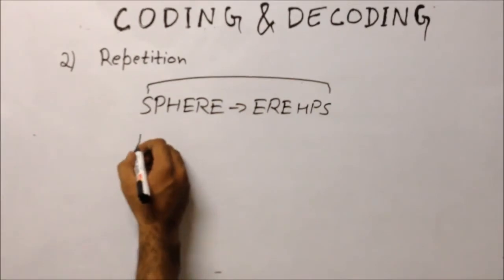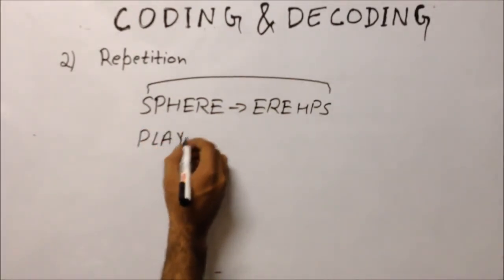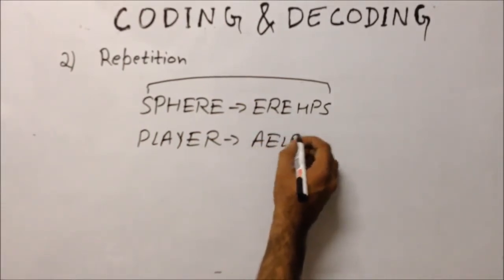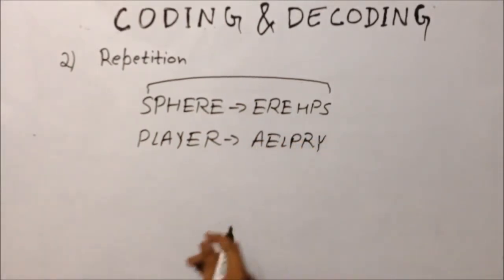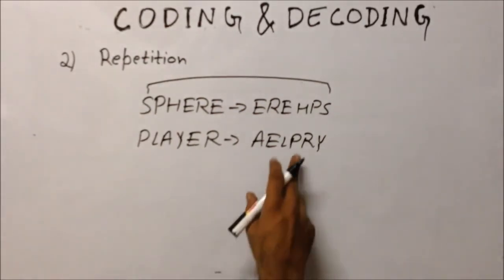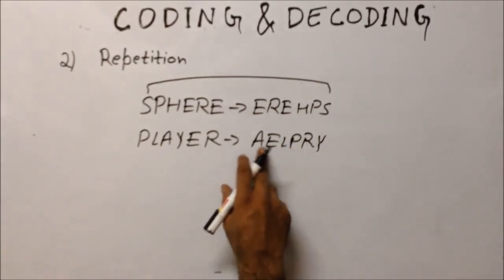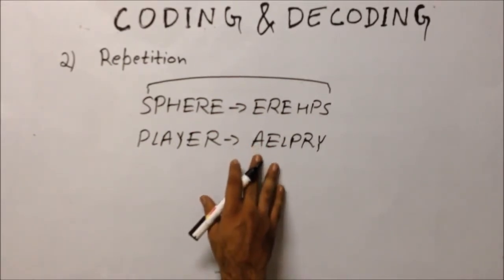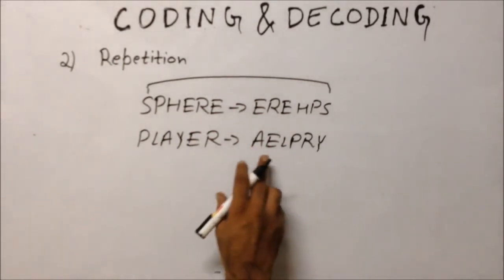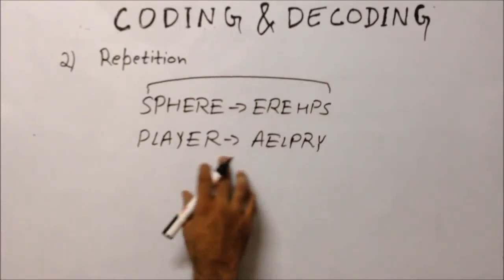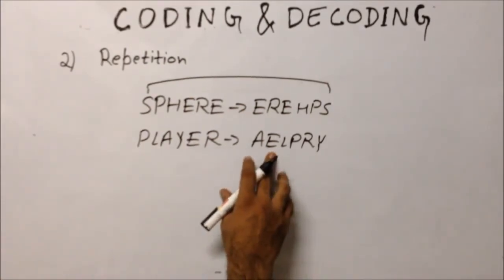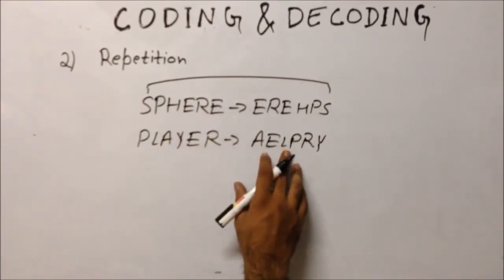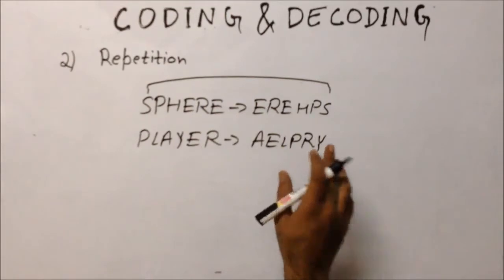Now in second example, if the word is player, the code for the word player is A-E-L-P-R-Y. Again, it's an example of repetition pattern because we are using the same letters P-L-A-Y-E-R. Now what we have done over here is we are using the letters in an alphabetical order. First we have used A because A comes alphabetically first, then we have used E because after A in this word comes E, then we have used L, then P, then R and then Y.